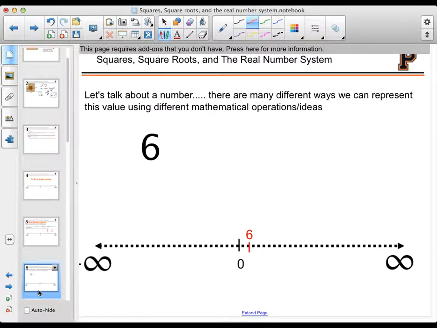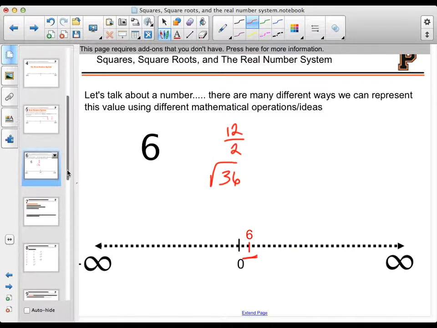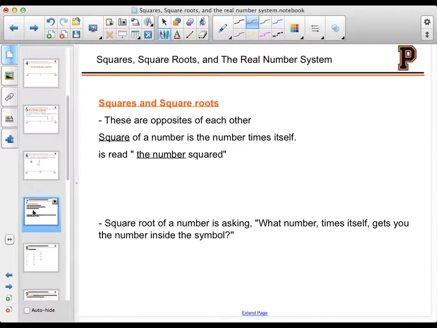Let's talk about a number, 6. There are many different ways that we could represent the number 6. 6 can be shown as an improper fraction, 12 over 2. It can be shown as a square root. The square root of 36 is the number 6, which is what we'll talk about a little bit today. There are so many different ways that we can represent just this one location on the number line, 6. So think about that. There are many different versions of the numbers 1, 2, 3, 0, a lot of different ways that we can show them.